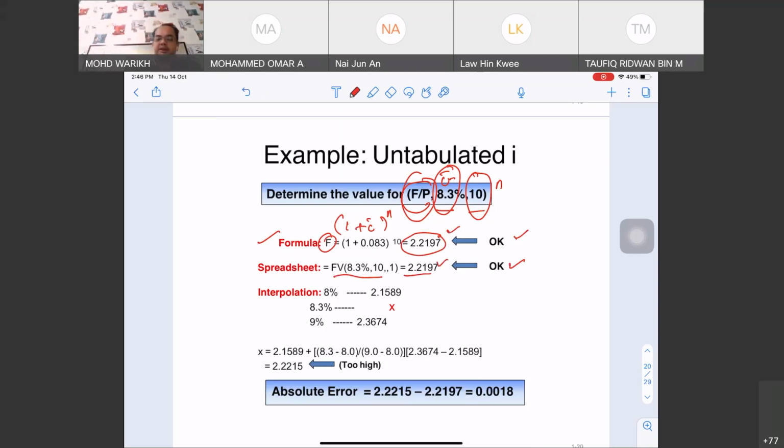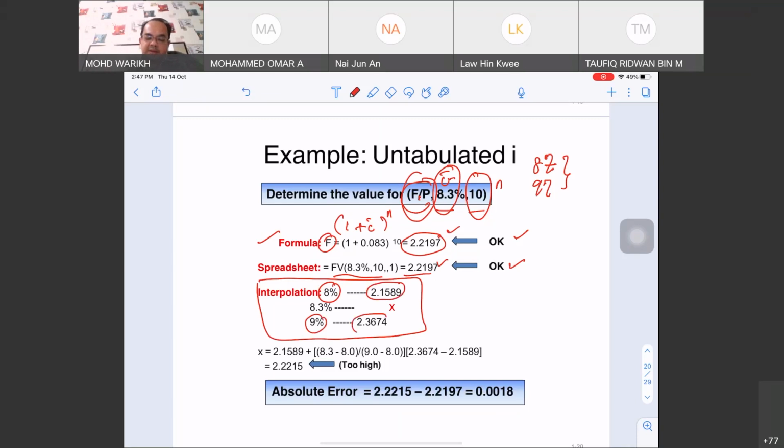Okay, and then the spreadsheet function, same thing, you just key in the formula and you still get the same numbers. For the interpolation, we know that from the tables, the numbers given are only for 8% and 9%. Therefore, there are no numbers between 8 and 9%, so you have to do the interpolation here. If you refer to the table, 8% is at this column, F over P with N equal to 10, you will get this number. Then for 9% you will get this number. So you have to find 8.3%. So what is the X?